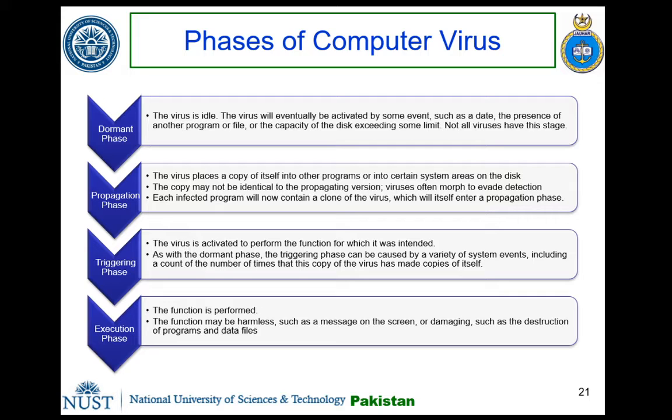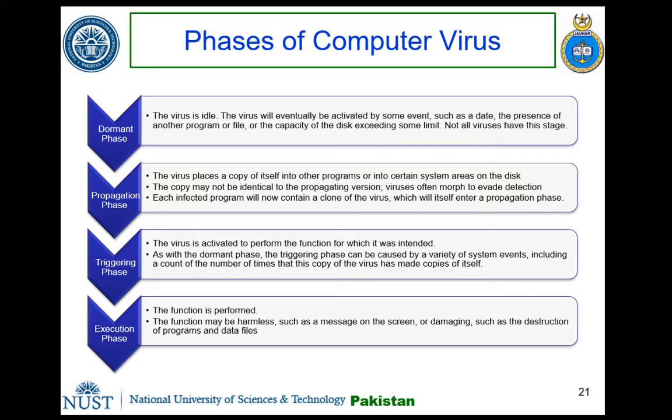The next is the propagation phase. In this phase, the virus places a copy of itself into another program or into certain system areas on the disk. The copy may not be identical to the propagating version. Viruses often morph to evade detection. Each infected program will now contain a clone of the virus, which will itself enter a propagation phase.